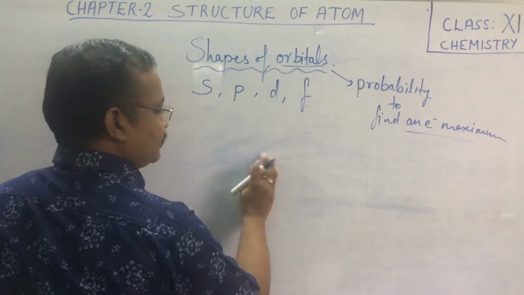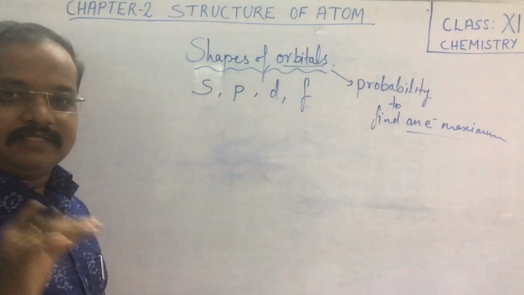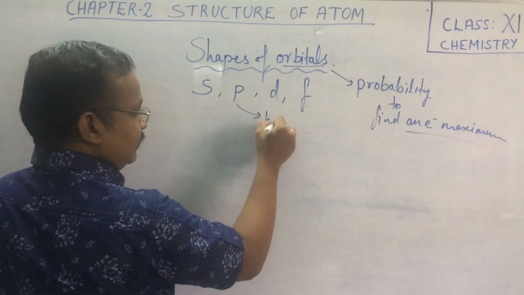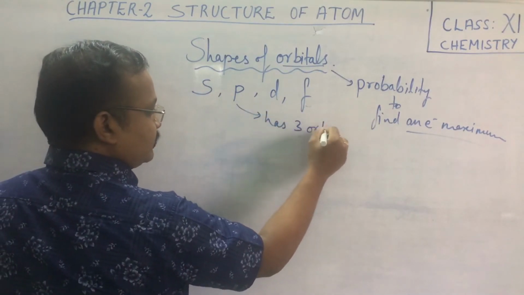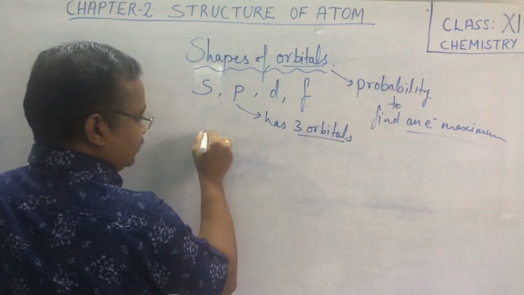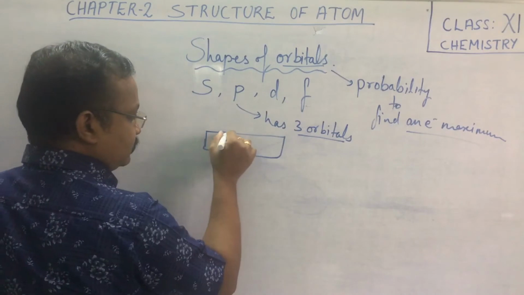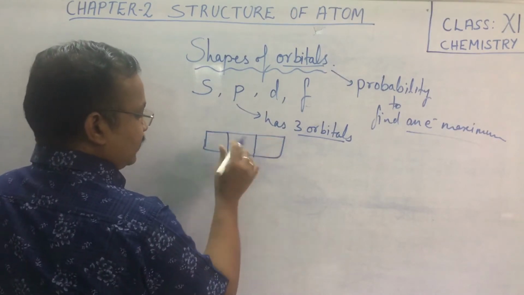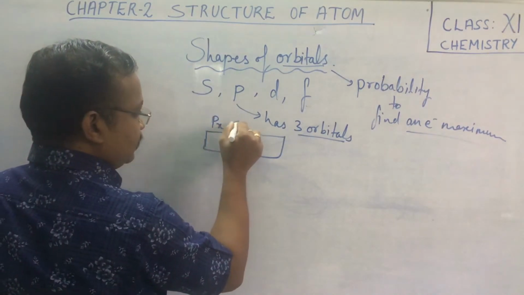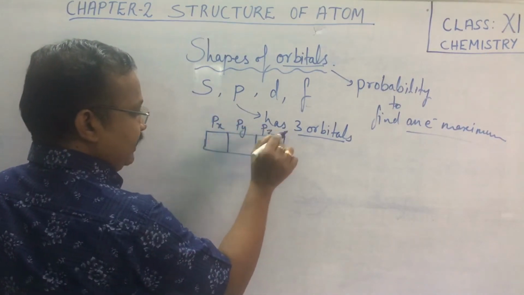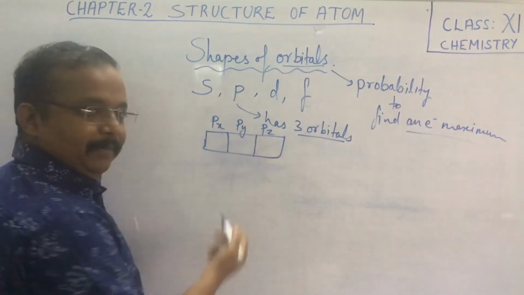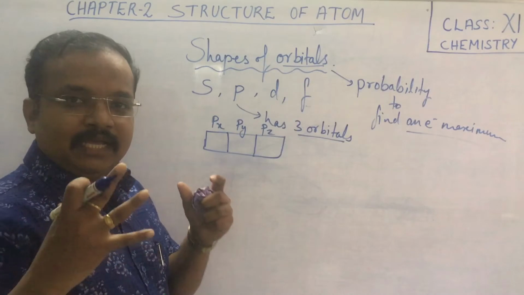Children, as we have discussed already, p has 3 orbitals, right? These can be further named as px, py and pz. What are the orbitals? px, py and pz. Now let's see how they look.